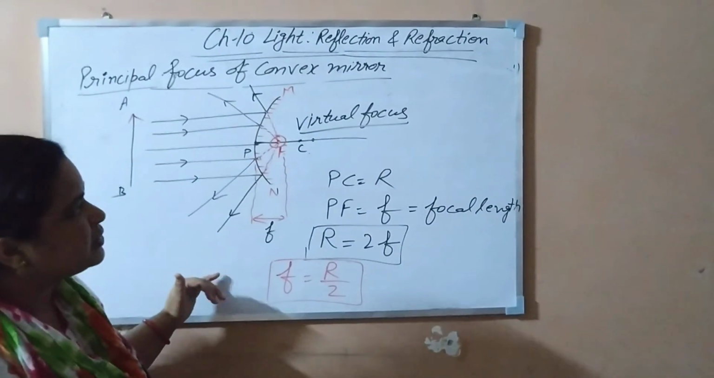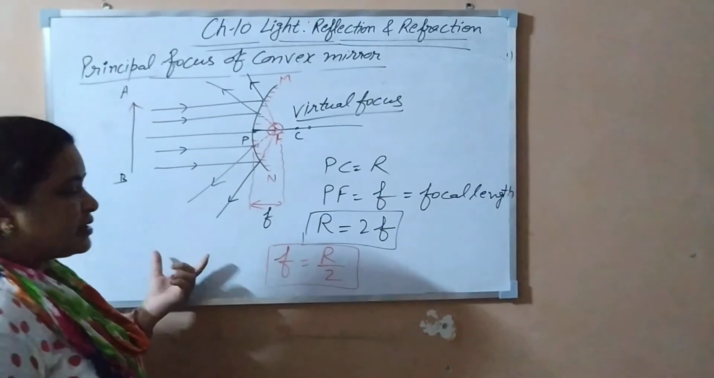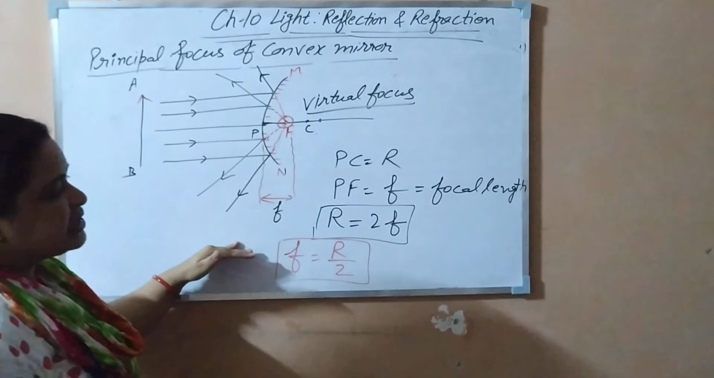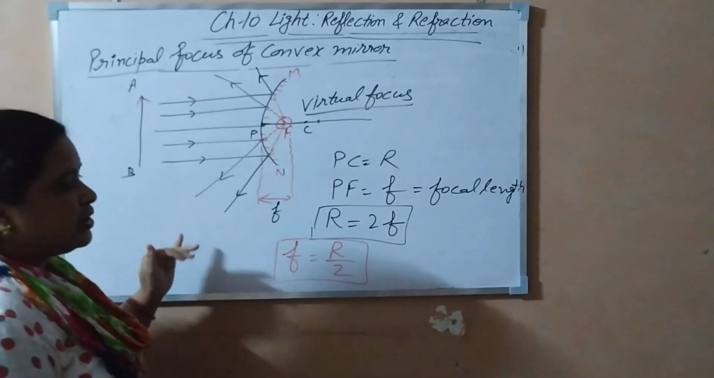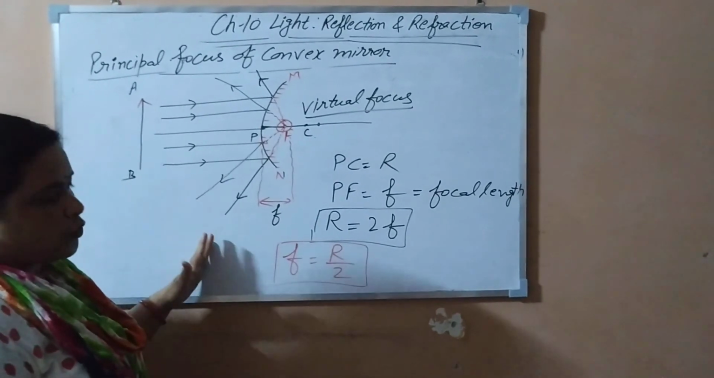The derivation is not in 10th standard; you will study that in higher classes. In 10th class we only need the relation between radius of curvature and focal length.